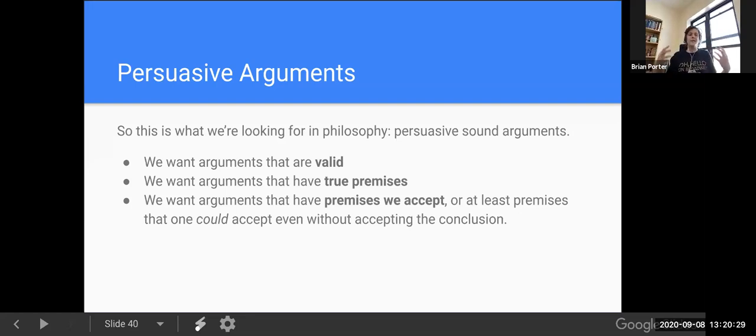And when we critique arguments in the course of this class, we're going to critique them based on failing one of these. Either the argument's not valid, so the conclusion doesn't follow from the premises, or one of the premises might be false, or the argument's circular, and you can't accept the premises without already accepting the conclusion. And so the argument's not persuasive. So those are the ideal arguments that we're looking for. Not all arguments live up to this standard. So we'll talk about this more as we go through the course.